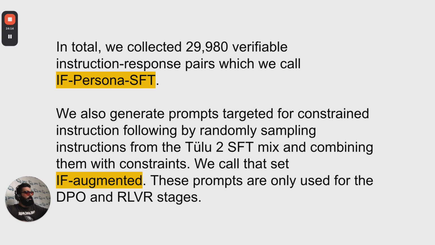In total, they have about 30,000 verifiable instruction response pairs, which they call IF persona SFT. They also generate prompts from randomly sampling the Tulu 2 SFT mix, and then they add these constraints and generate prompt response pairs. They call that set IF augmented, and those are only used in the last two stages of training.